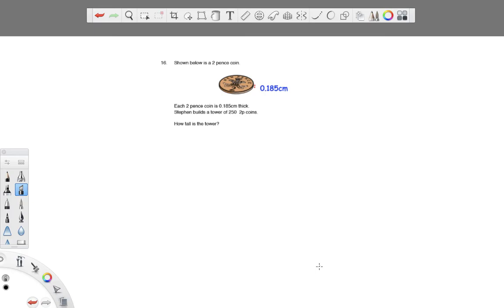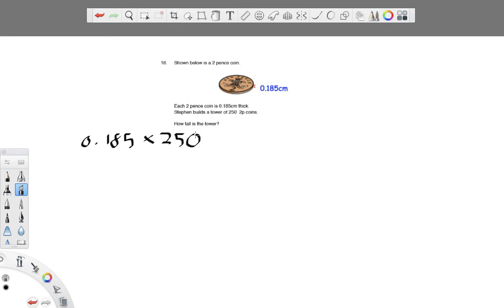So, for this question, we've got 250 2p coins stacked on top of each other, and they're 0.185 centimetres thick. So to do this question, we are going to have to do 0.185 times 250.